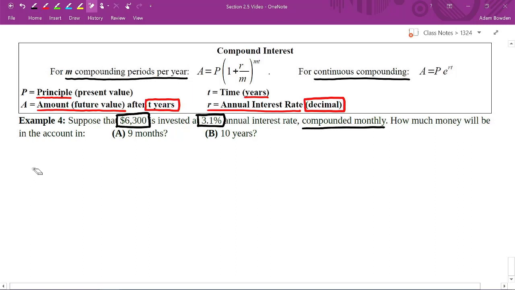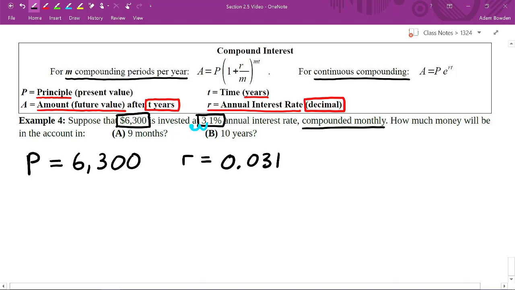So first off, let's identify the letters in the formula here. P is the present value or principal. That's the starting amount of $6,300. Interest rate R is the 3.1%, but as a decimal, we need to shift the decimal point 2 spaces over and write it as 0.031, and that's what we're going to use for R.